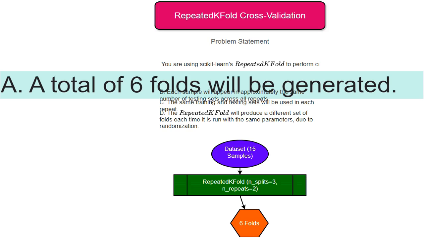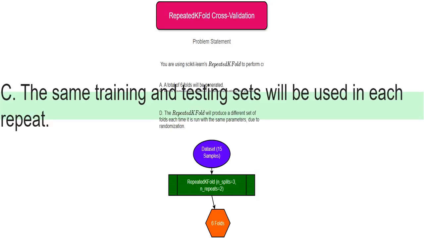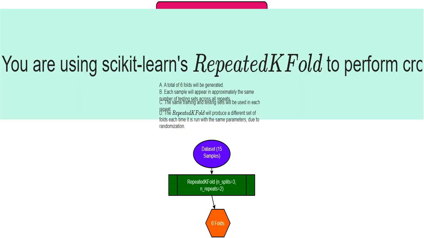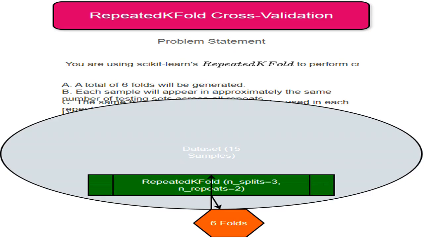Even distribution. This statement claims that we'll use the exact same training and testing sets each time we repeat the process. That's incorrect. This states that we'll end up with 6 folds in total. We can check this. The number of folds is 3, times 2 repeats, equals 6 folds. So this is true. This says that the folds will change each time we run the RepeatedKFold function. This is false. The folds remain consistent for each run with the same parameters. This is the final answer to how many folds I will get from my RepeatedKFold setup: 6.